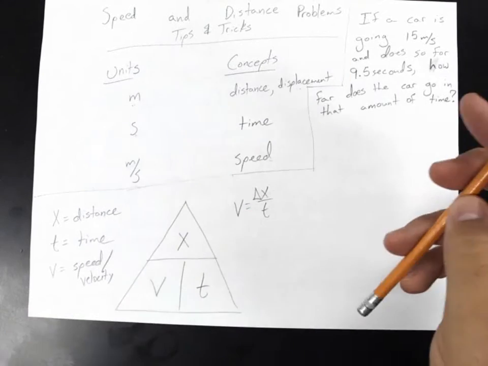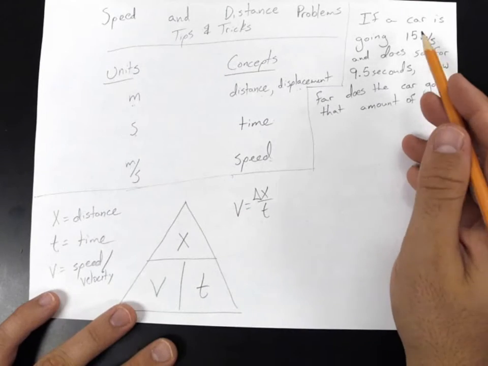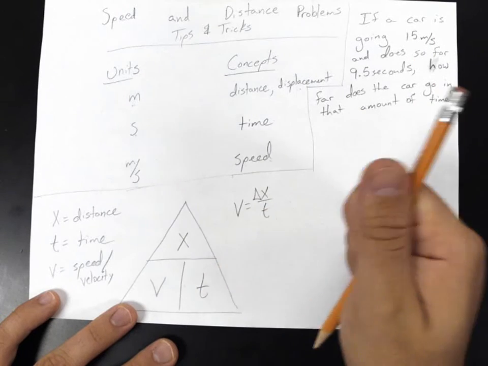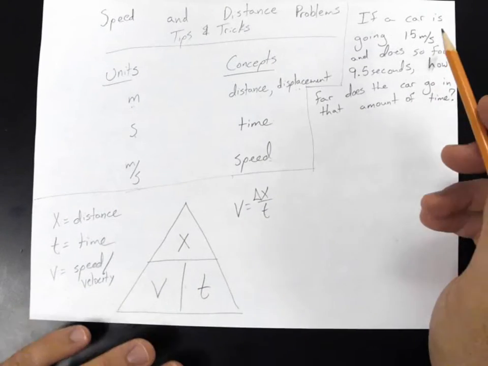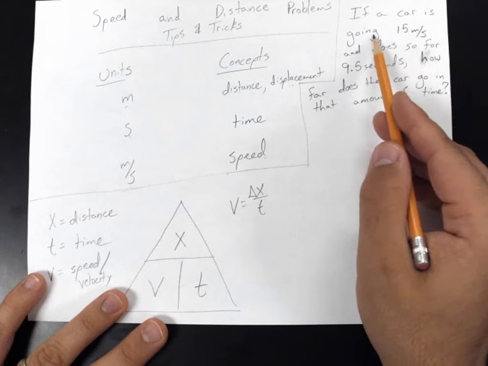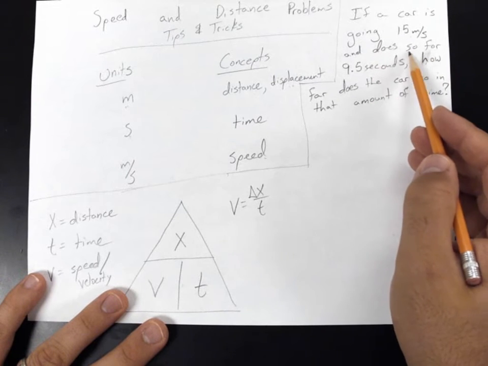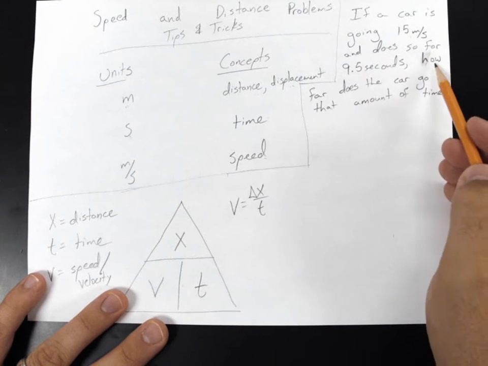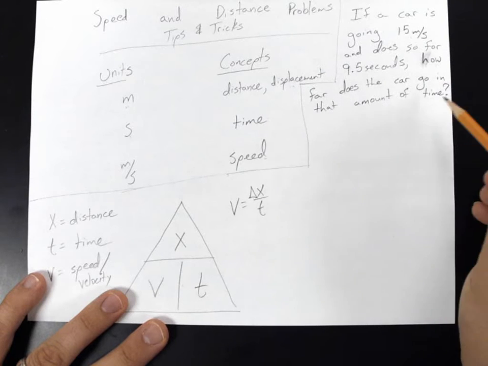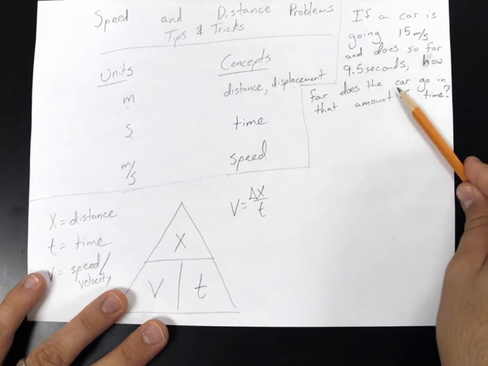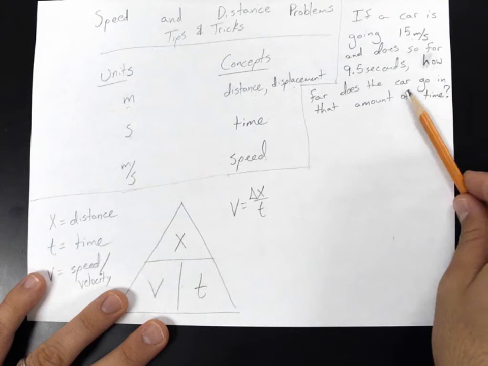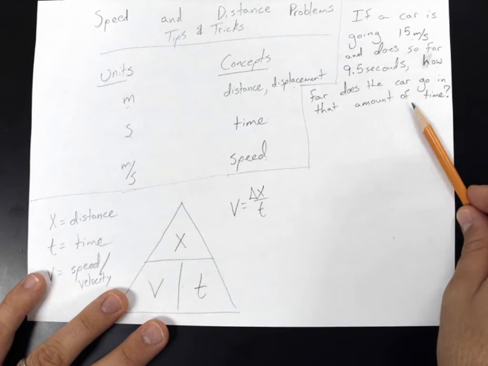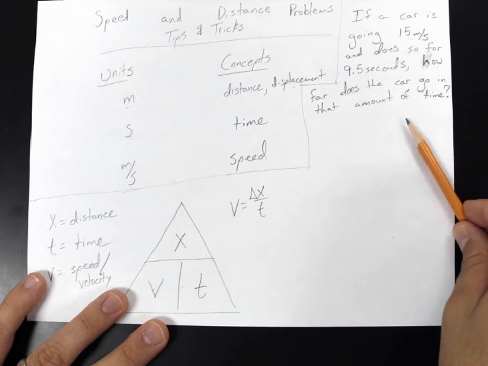All right, so let's look at a problem, see how to use this, and then I'll make up something and then we'll use it again, okay? So if a car is going 15 meters per second and does so for 9.5 seconds, how far does the car go in that amount of time? So we immediately start out and say, what units and what concepts do we have? What units and what concepts do we need?